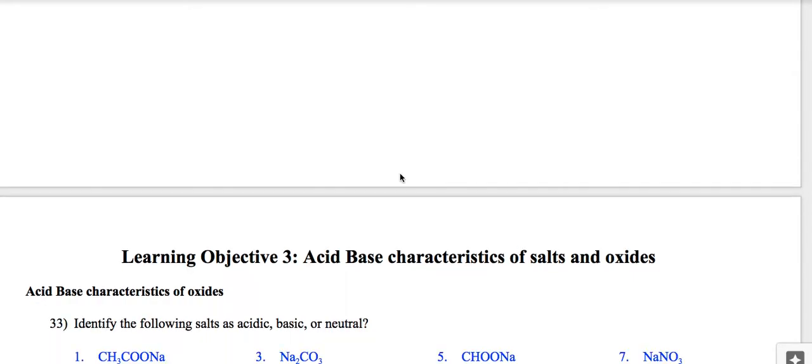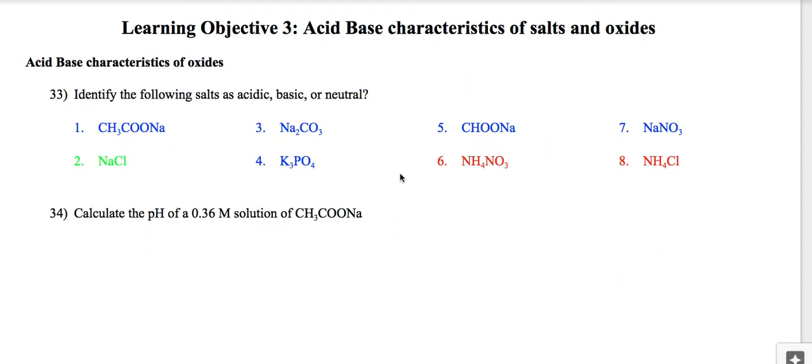That should be the end of learning objective 2. So now we have learning objective 3, which is the acid-base properties of salts and oxides.